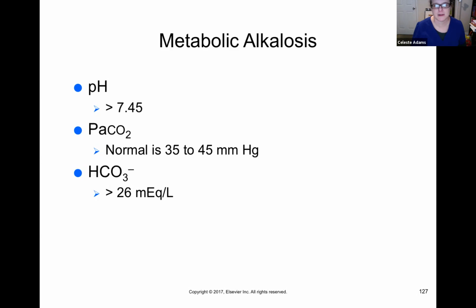PaCO2, that's your carbon dioxide, is going to be normal because your lungs are coming to the rescue. In metabolic alkalosis, your kidneys are in trouble, your lungs are coming to the rescue. Your bicarb is going to be high, above 26. You're going to have too much base, too much bicarb on board in metabolic alkalosis.